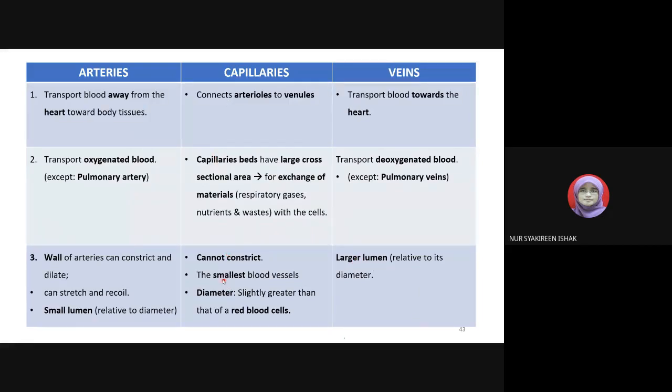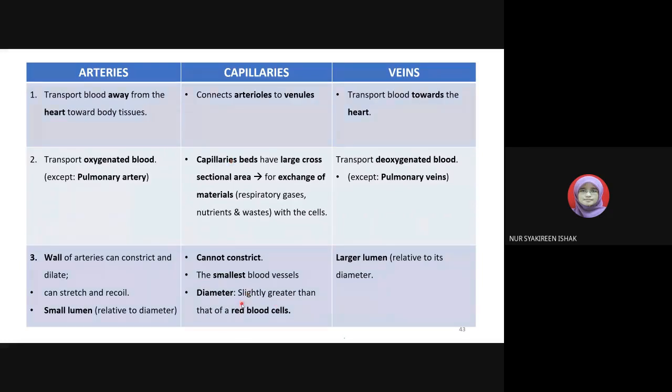As for the capillaries, it cannot constrict. Sebab apa? It lacks the tunica media. It does not have any smooth muscle. It only has the endothelium layer. Okay, so it is the smallest blood vessel. The diameter is slightly greater than the red blood cells.